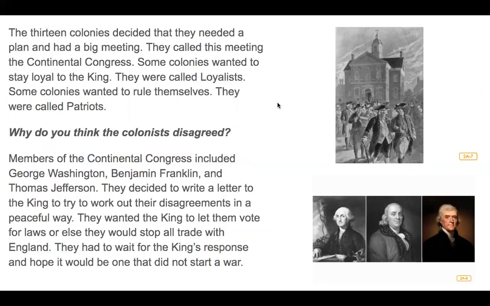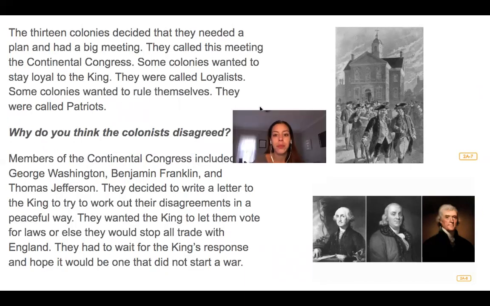The 13 colonies decided that they needed a plan and had a big meeting. They called this meeting the Continental Congress. Some colonies wanted to stay loyal to the king. They were called loyalists. Some colonies wanted to rule themselves. They were called patriots.